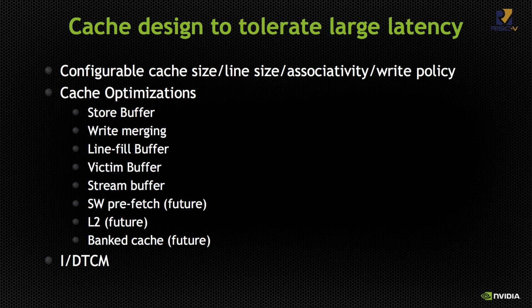As I mentioned, we have an environment with very big memory latency, so we did a lot of optimizations to our cache to tolerate the large latency. First, the cache is configurable in cache size, line size, associativity, and write policy. The optimizations we're doing include a store buffer, write merging that merges all the small writes, a line fill buffer, a victim buffer as well, and a stream buffer to prefetch the next line for the code. We are planning to do software prefetching in the future, and also we are planning for an L2 in the future. It really depends on the area and the performance of the first generation.